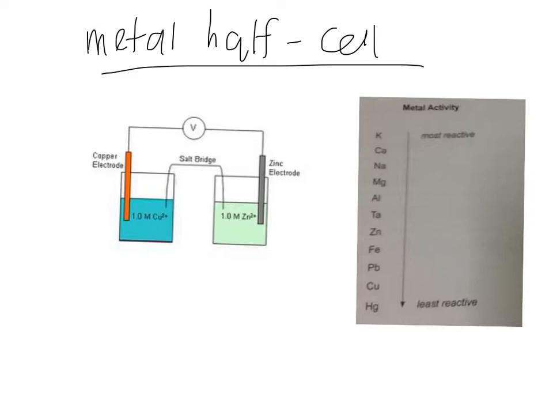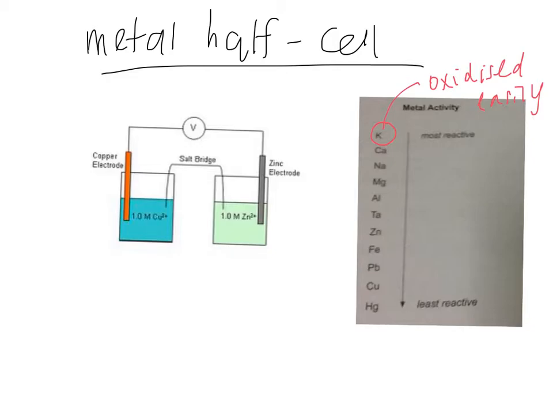So the very first thing we have to learn here is to predict which half cell will undergo oxidation. In order to do that, you will have to refer to this metal reactivity series. You see the list of the metals here. At the top of the list is potassium. Potassium is the most reactive metal of all. In other words, potassium is the metal that will be oxidized easily.